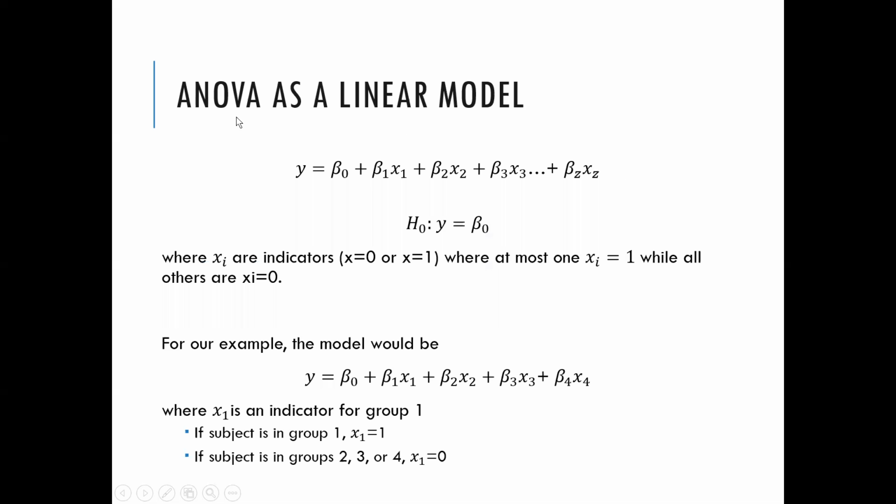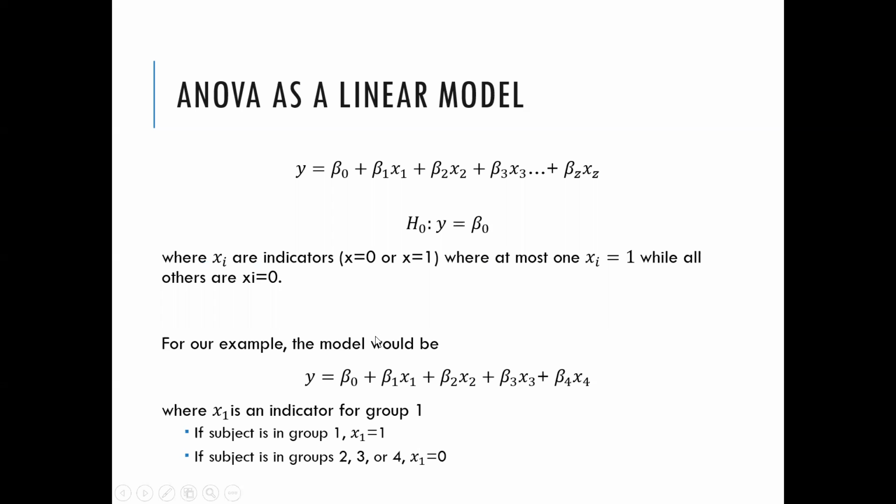And then this is just depicting ANOVA as a linear model. So remember, in our regression model that I showed last week, we just had y equals beta naught plus beta 1 x1, and it was just this. So in this case, we would just have more terms, additional terms, where x is just an indicator, so 0 or 1, where at most 1 x equals 1, while we hold all others 0.